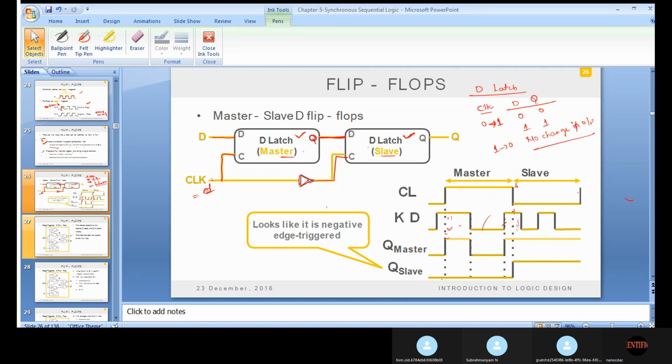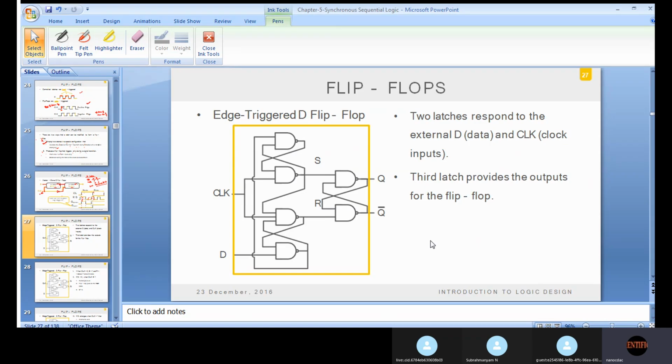Okay, and next thing is, yes, you can see this one. Next thing is edge triggered D flip flop. How do you design edge triggered D flip flop? See here, 2 latches you are taking. Okay, ఇక్కడ మీకు కనిపించే 3 latches. ఇదొక SR latch, ఇదొక SR latch, ఇదొక SR latch. ఏం చేశారు ఇక్కడ సింపుల్ గా?